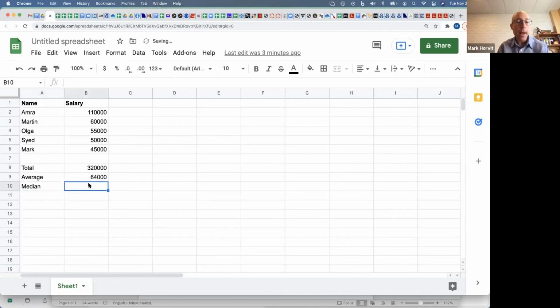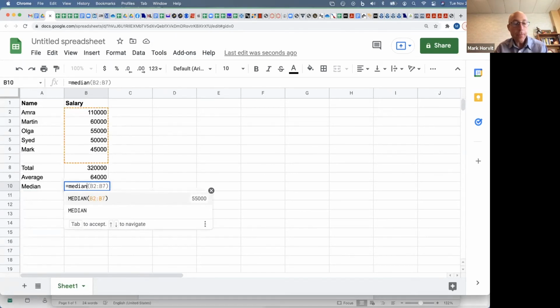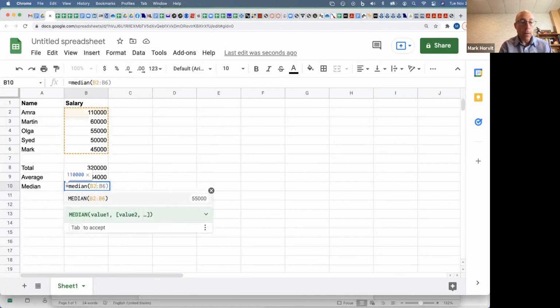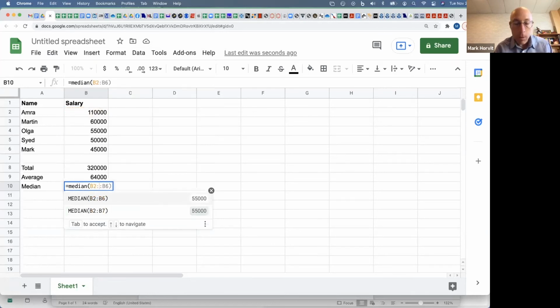And then in cell B10, just like we've been doing, first thing we type is the equal sign, which lets the computer know I'm about to do some sort of work. It keeps guessing that I want to sum it up. Ignore that. Excel doesn't do that. Google Sheets tries to be more helpful than I'd like it to be. Surprisingly, the formula word for median is median. Then I open the parentheses and I want to work on the same range of numbers. So I tell the computer B2 through, which is the colon, B6, and I close the parentheses.